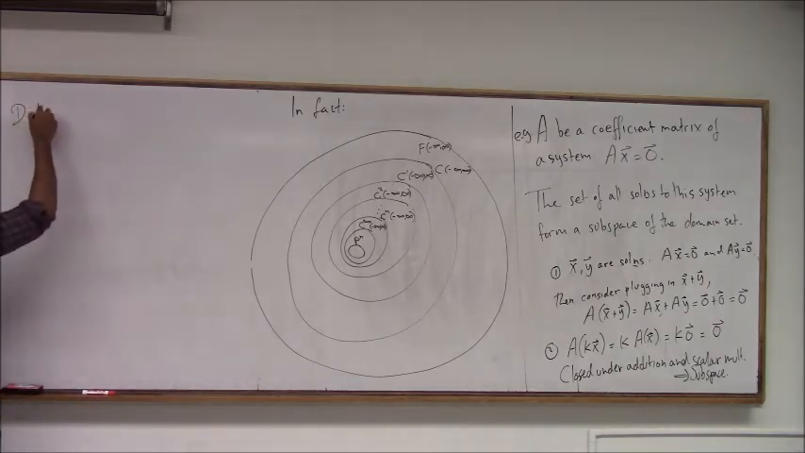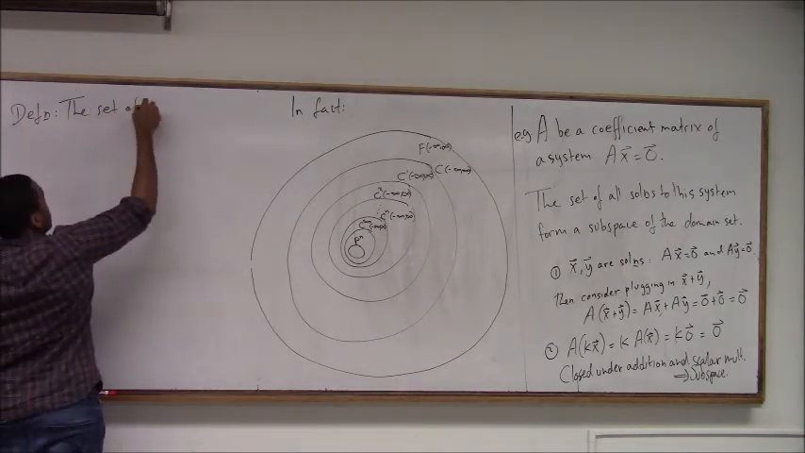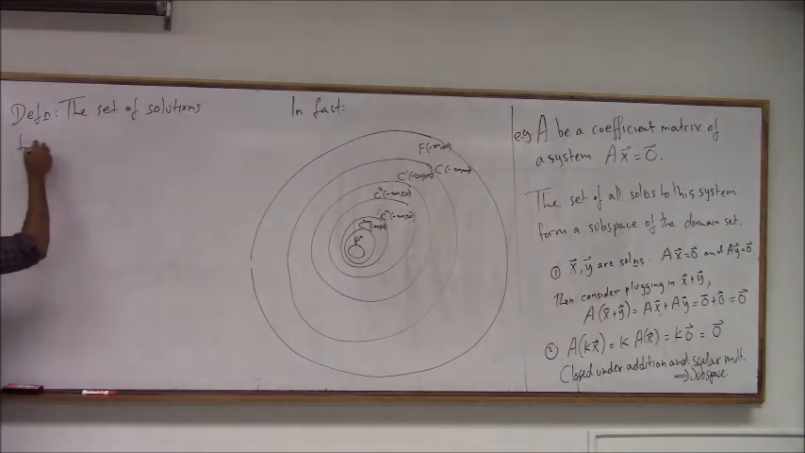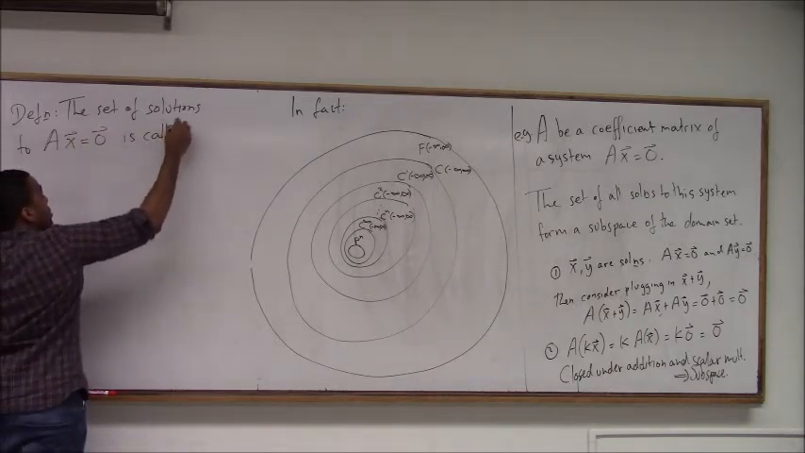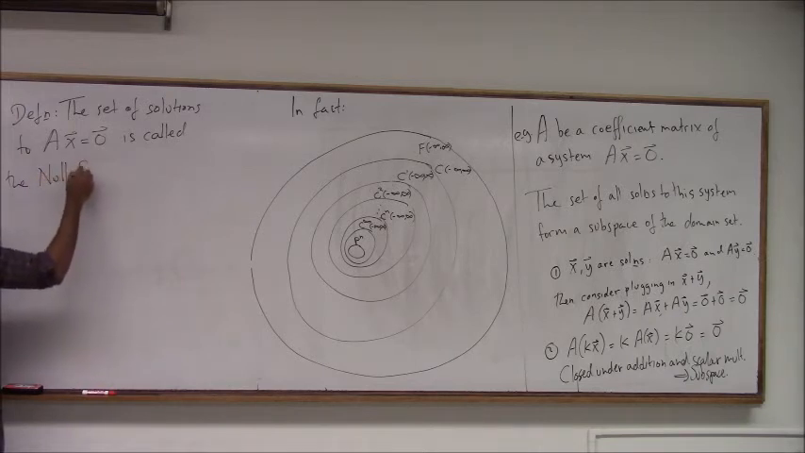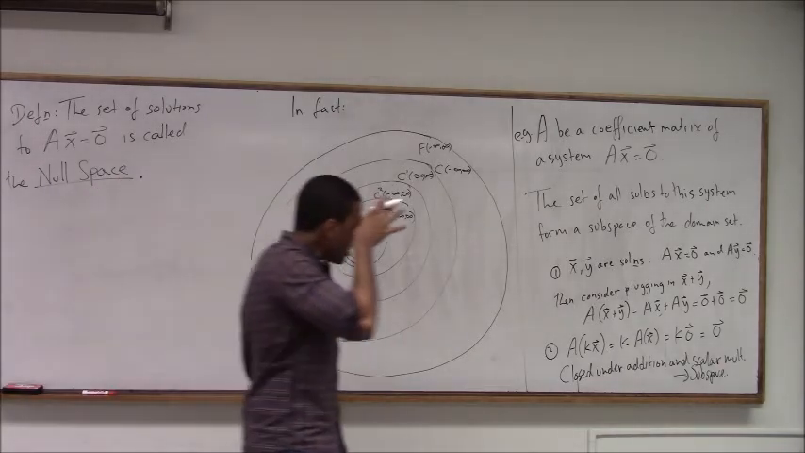Definition. The set of solutions to AX equals 0 is called the null space. So we give it a name because it's very important.